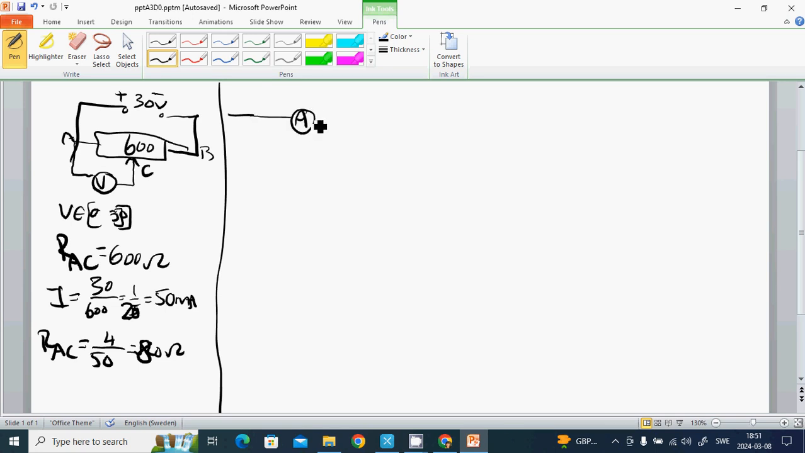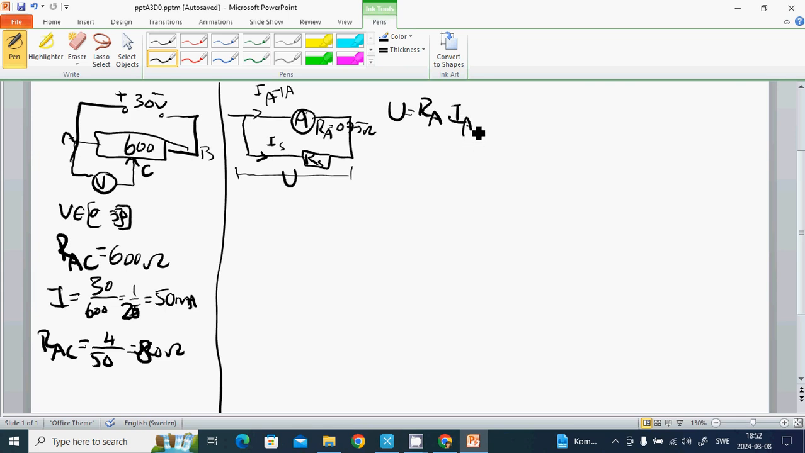It is A, IA 1 ampere, and we have a U, and it is RS, and RA is 0.74 ohm, and I is 1 ampere, and we have IS. Then we are going to have a voltage U equals to RA times IA, which is 0.75 volt, which is US equals to RS times IS.